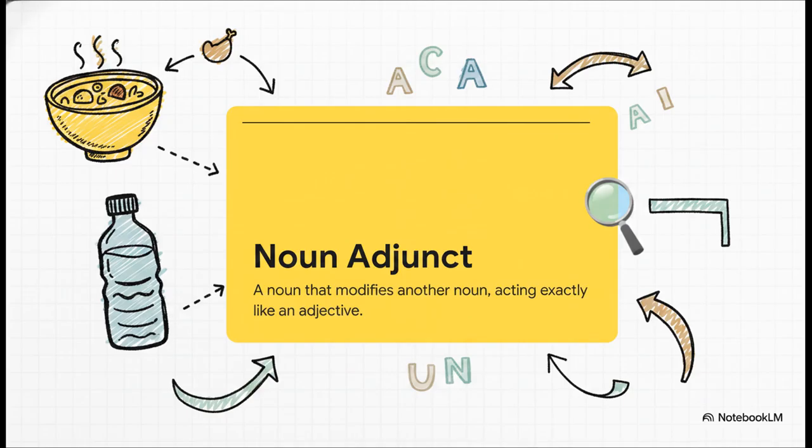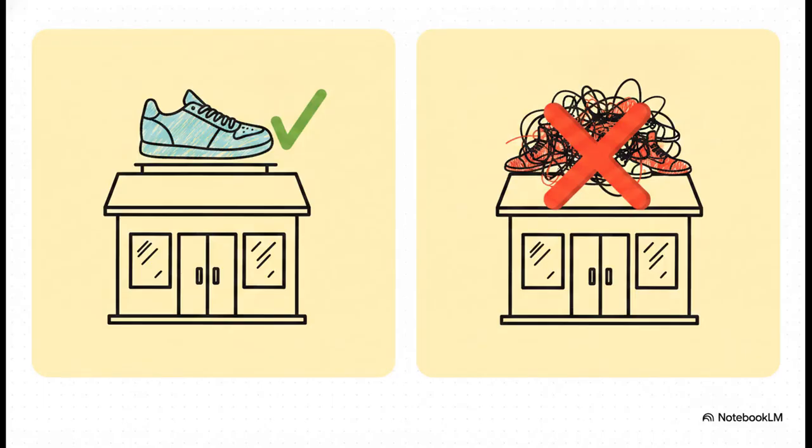This happens when you put two nouns side by side and the first noun essentially gives up its nounness to act exactly like an adjective, modifying the second noun. Think of chicken soup. Chicken is a noun, but here it's telling you what kind of soup it is. Or water bottle. Water is describing the bottle.